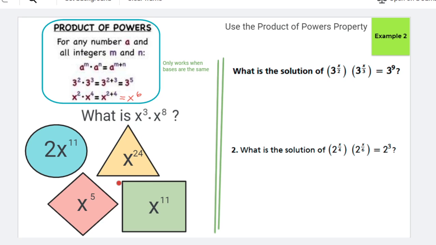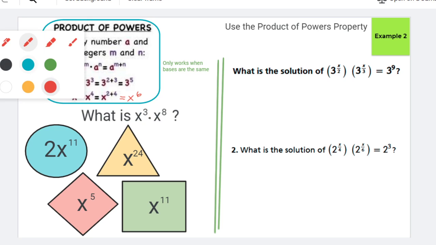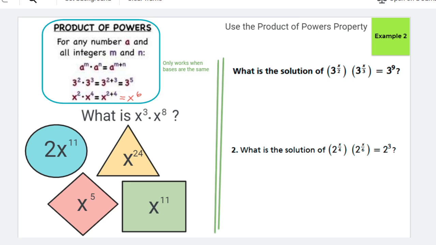Now, this is a problem that I just came up with to make sure that we are aware of what to do. Here I have x to the third times x to the eighth. When I go to multiply this together, they have that same base, which is x, and then I need to add these exponents. So I get x to the 24th. And so this yellow triangle is my answer.